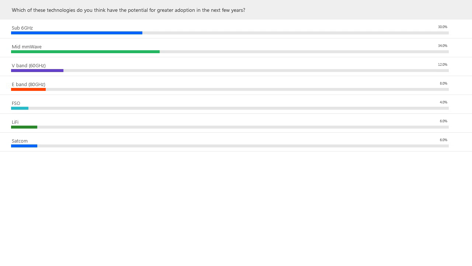V and E-bands, again, depending on where you are in the world, the spectrum is either available or not at this point. So India being an example where that's not become available as yet. So this is great. Really good to see that at least there's interest in new technologies. So that's good to know. Sure, and it may change in a year. I think it's a good poll question. That's right. Great. So let's continue through here.